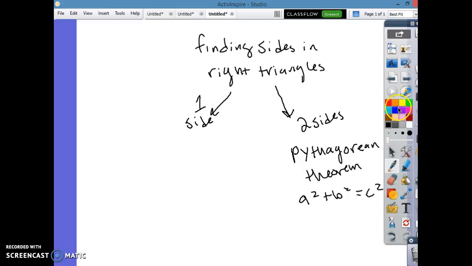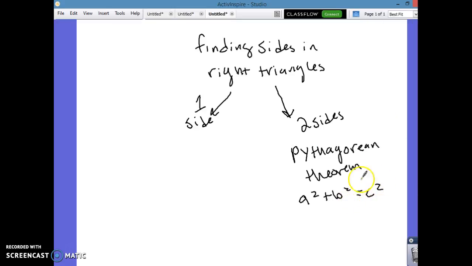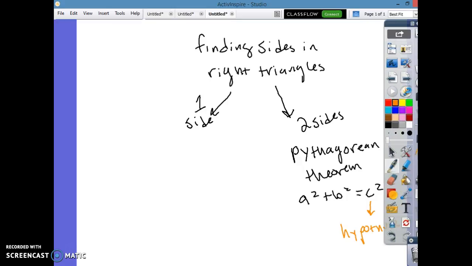Does anyone remember what's so special about the letter C in the Pythagorean theorem? Yes, it is the hypotenuse. It must be the hypotenuse. Way to go. Now, we worked out a few examples of these. We'll look at an example of that in a little bit.